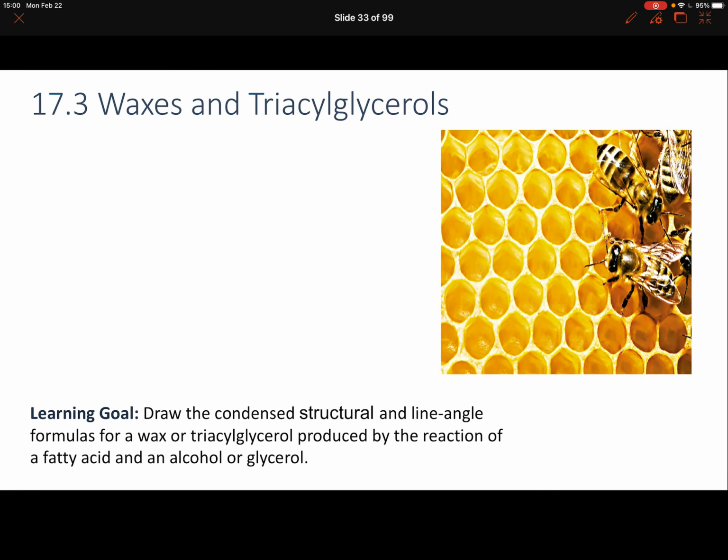Continuing. So let's talk about waxes. Waxes are found on the surface of fruits, on the leaves and stems of plants. They help prevent loss of water and damage from pests. Waxes on the skin and fur and feathers of animals actually provide a waterproof coating. Bees use wax to protect their honey.